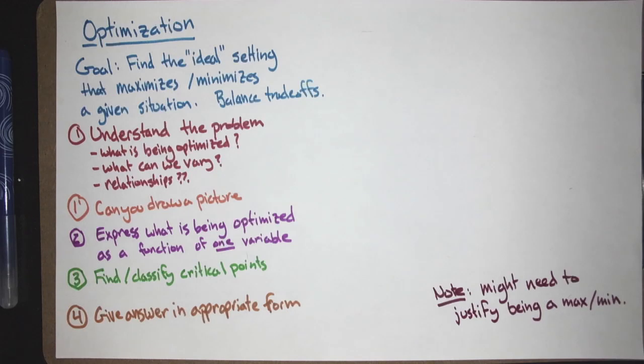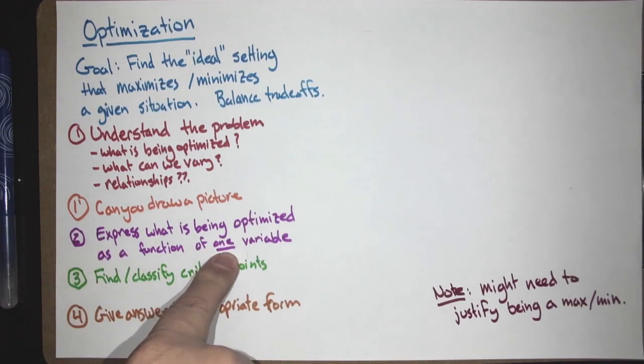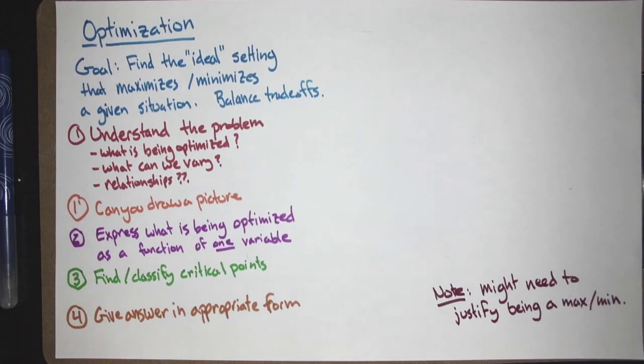How do we do it? Make sure we understand the problem. In other words, what are we trying to optimize? What in your situation can vary? If you have multiple things that can vary, and that can sometimes happen, what are the relationships between those things? Because ultimately, looking ahead, you need to get down to a function of one variable. We are single variable calculus. Don't worry, multivariable calculus is coming.